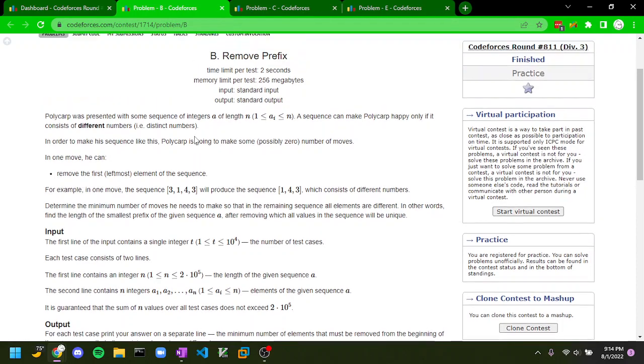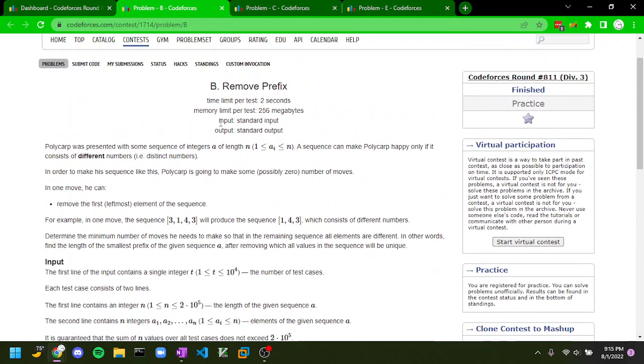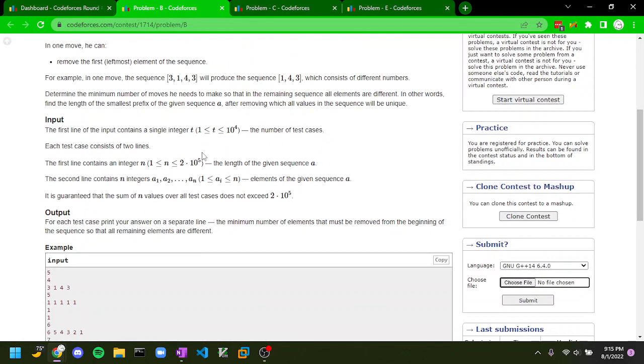Problem B. Remove prefix. So you're given a whole bunch of numbers, and your task is to remove elements in the front until all the elements that are left are distinct, meaning there are no repeat elements.